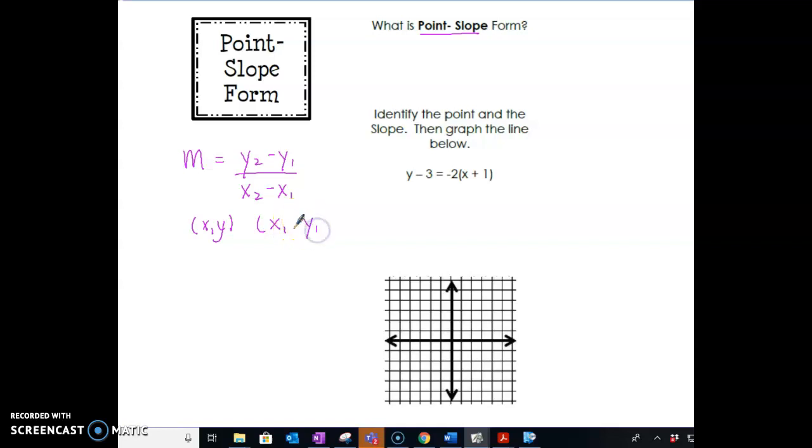That's the rise over the run. The b is at -3. That means when x is 0, y is -3. That's where I'm going to plot my initial point to graph this line. At the b, when x is 0, y is -3.